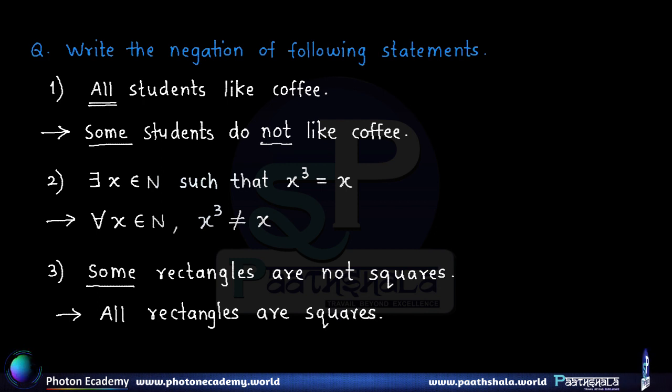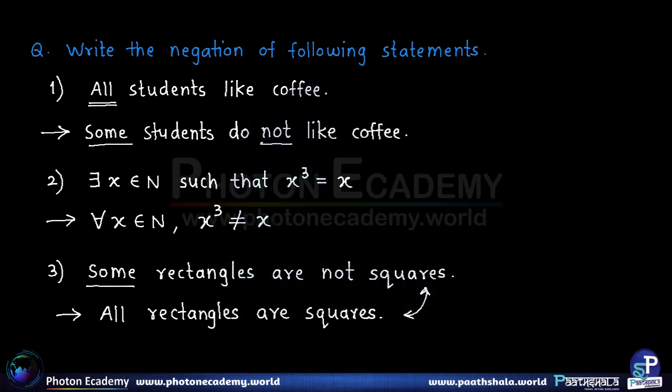If you think to yourself, you will see that this actually says the opposite of what is being said. If some rectangles are not squares, then its negation is that all rectangles are squares. That's how we do the negation of quantified statements.